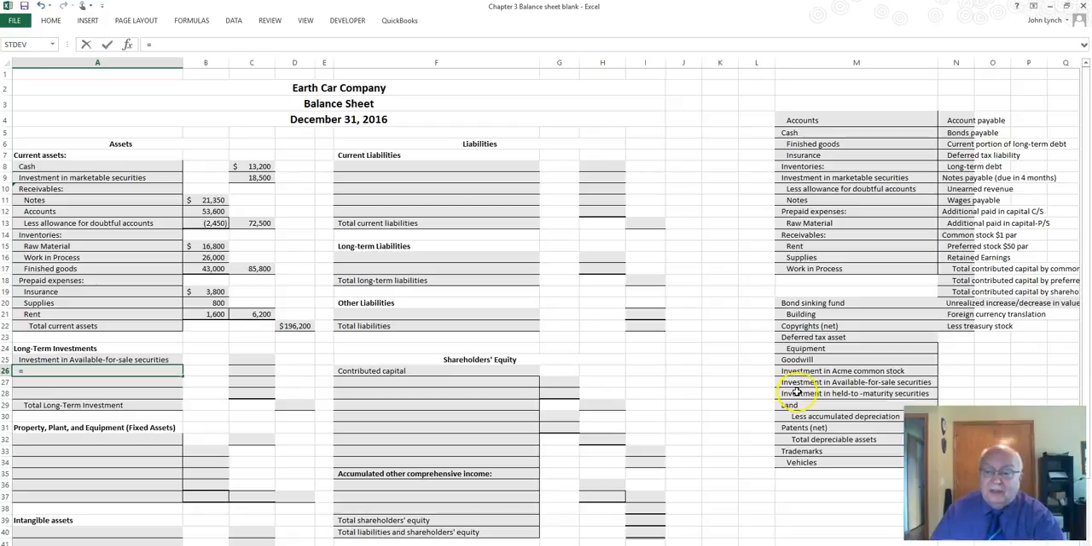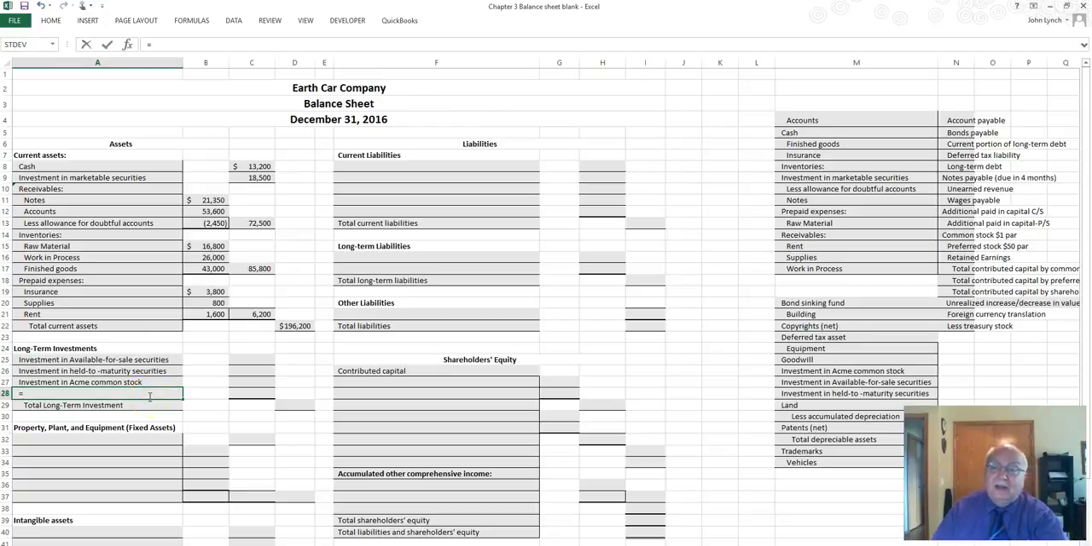Then we also have investment in held to maturity. Those are held to maturity, has to be bonds. Otherwise, they don't mature. Common stock doesn't mature. And then you could also have an investment in common stock. In Acme Common Stock, you have the company, and then we purchase common stock in another company. Because remember, we're Earth Car, and this is Acme Common Stock. So it's an investment we have in another one.